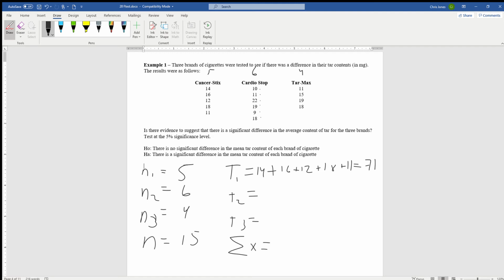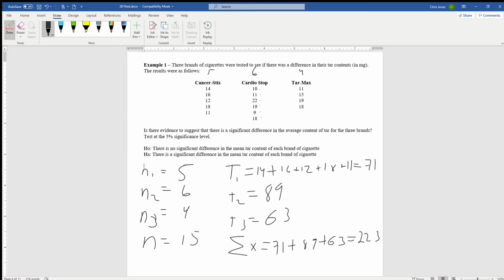Right? Now we're just going to add up and get the totals of the other groups. That's going to be 10 plus 11 plus 22 plus 19 plus 9 plus 18. That's 89. And then finally 11 plus 15 plus 19 plus 18. That's 63. Finally, to get the sum of X, 71 plus 89 plus 63. I think that's 223, but I'm just going to check really quickly in my calculator, and that is indeed 223.